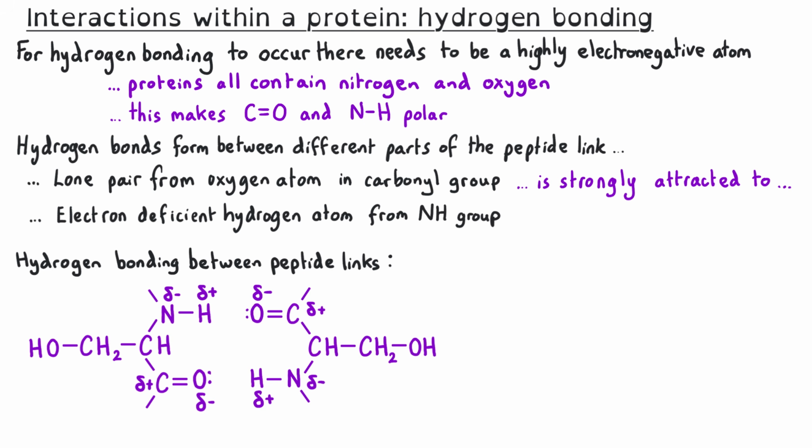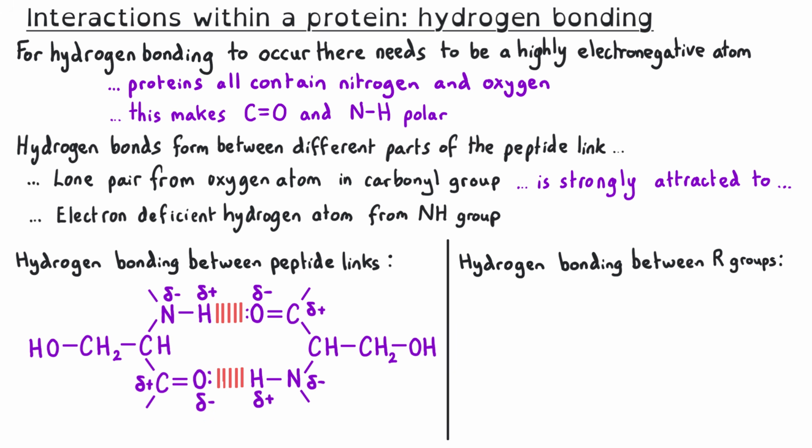And on the right-hand side, we have a second polypeptide, and on this occasion, I'm showing two hydrogen bonds between groups on opposite chains. They both start from the lone pair on the oxygen, and they both go to the electron-deficient hydrogen atom. There can also be hydrogen bonding between the R groups of two different amino acids as well.